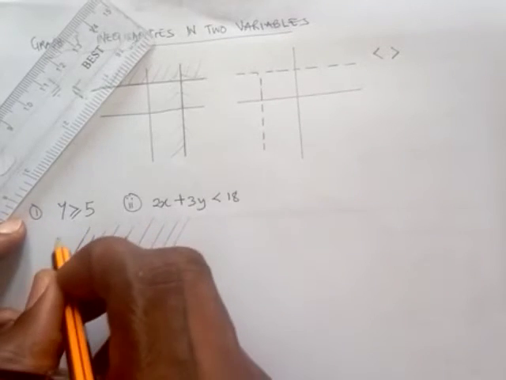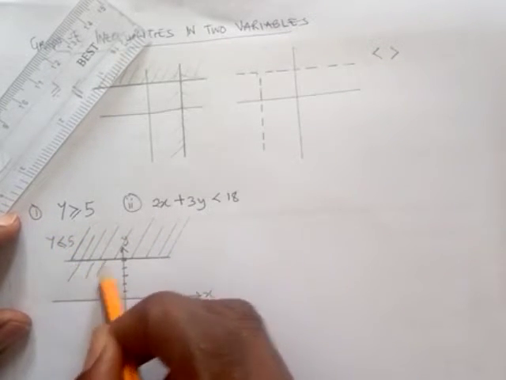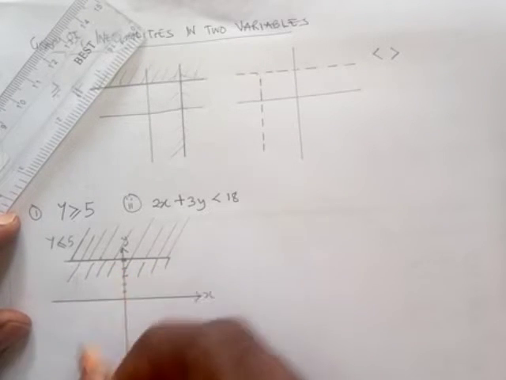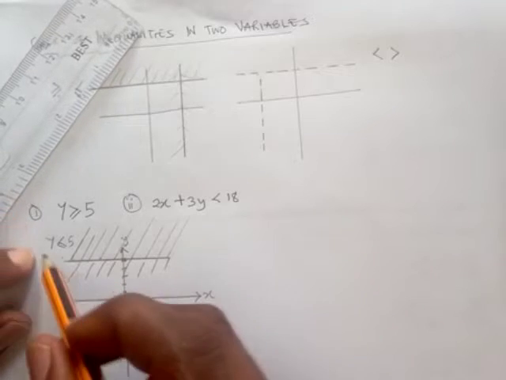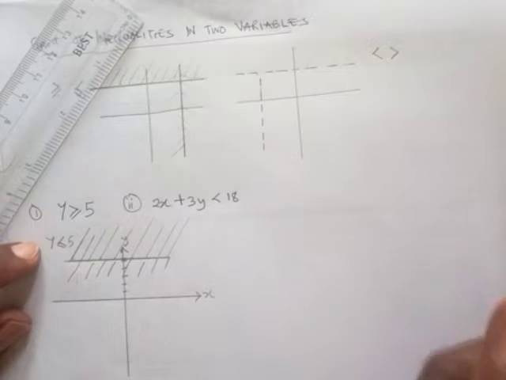If it was y less than or equal to 5, then we would have shaded downwards. Everything downwards will be y less than or equal to 5. So let's check the next example.